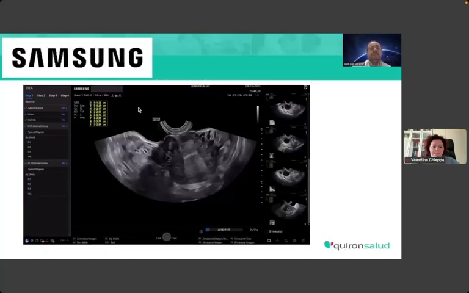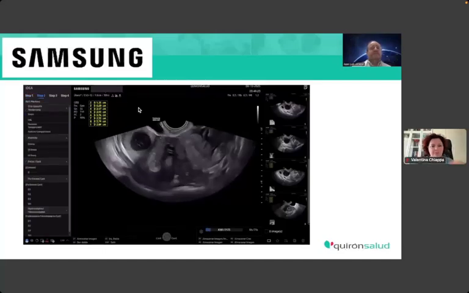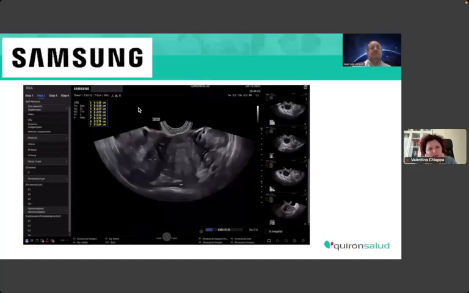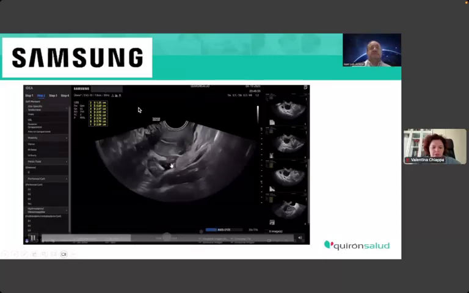Okay, so we are done with step 1. We move to step 2, and then we are looking for site-specific tenderness. If you feel any point, you mark yes or no, depending on what you find. Also, you have to look for the mobility of the ovaries.